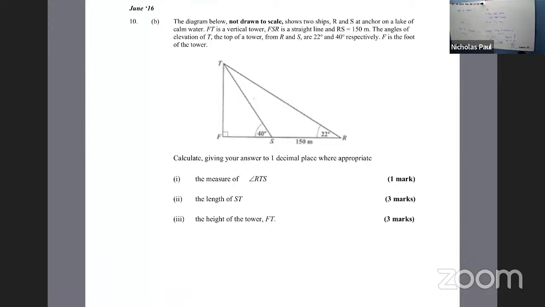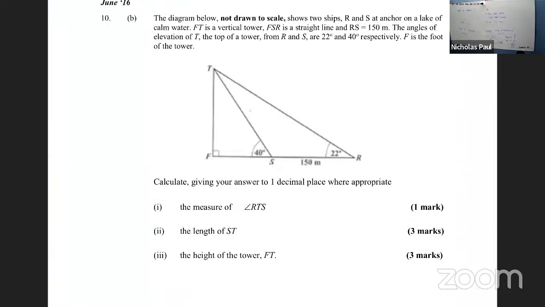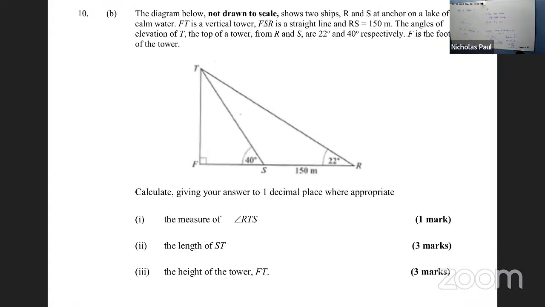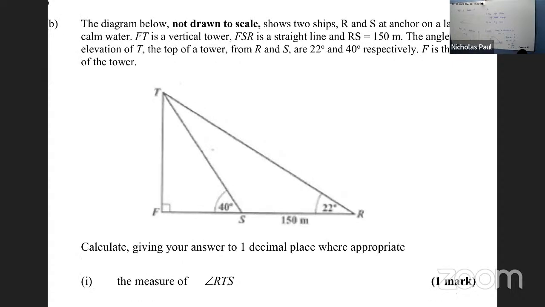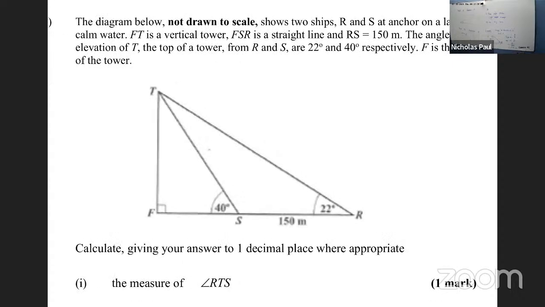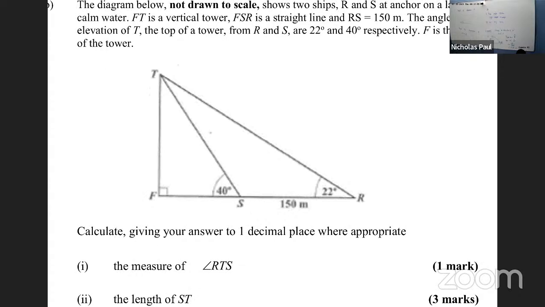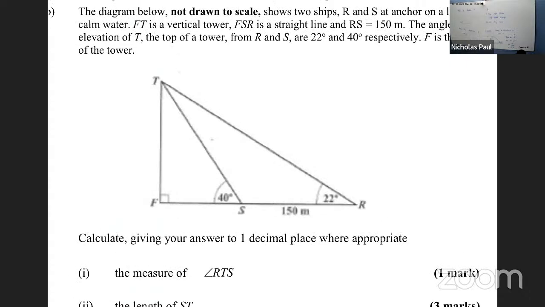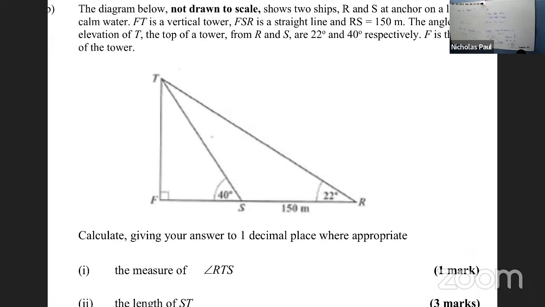All right, take a look at this one here. Although I think they gave you a lot of information. You're seeing how we draw a diagram, right? The diagram below, not drawn to scale, shows two ships, R and S, at anchor on a lake of calm water. FT is the vertical tower, FSR is a straight line, RF is 150.